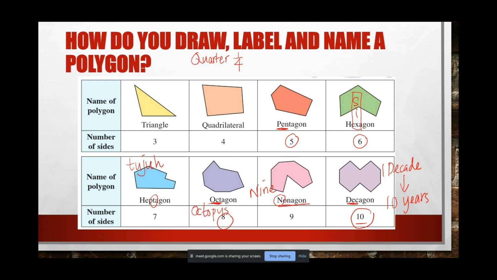Now, 7, heptagon. Correct. One more time, heptagon. Octopus over here becomes octagon. Yes. Nonagon. And decagon.